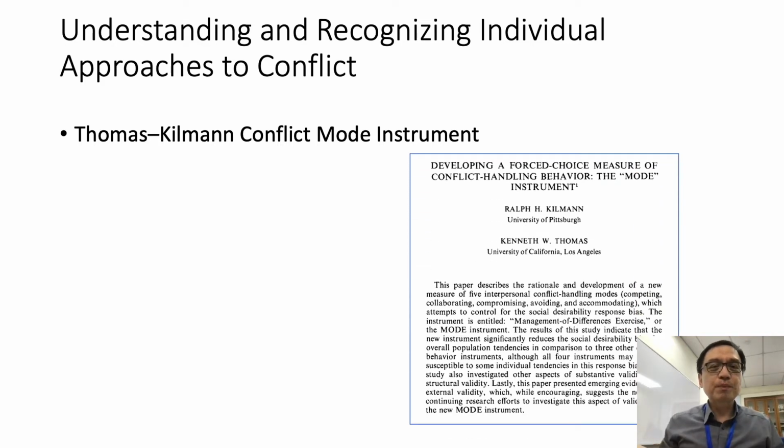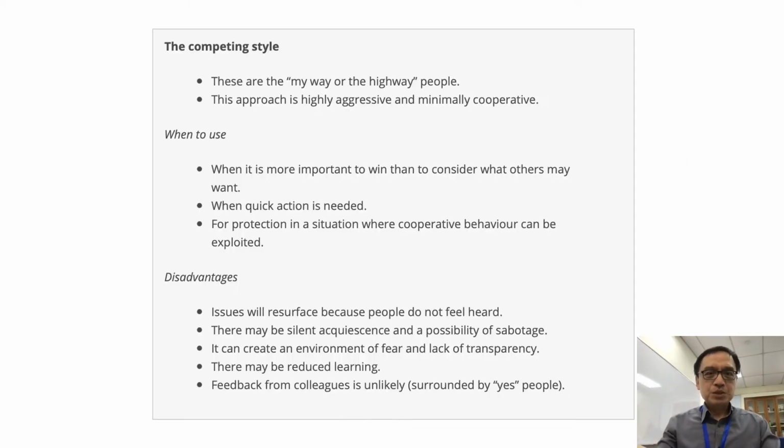These two persons, Ralph Kilmann from the University of Pittsburgh and Kenneth Thomas from UCLA, have come out with this model to handle and assess conflict. They are the experts of conflict. They have described about 5 styles, different ways that people deal with conflict. So it's good to know.